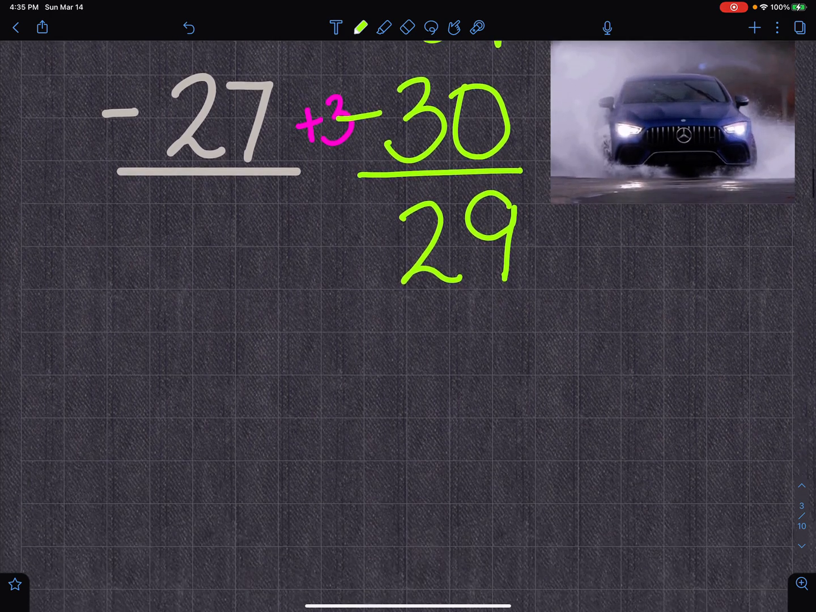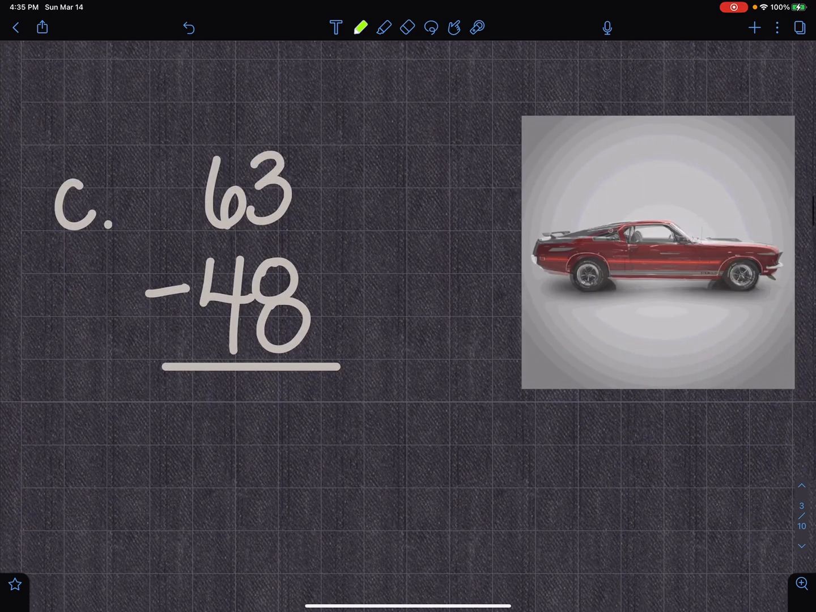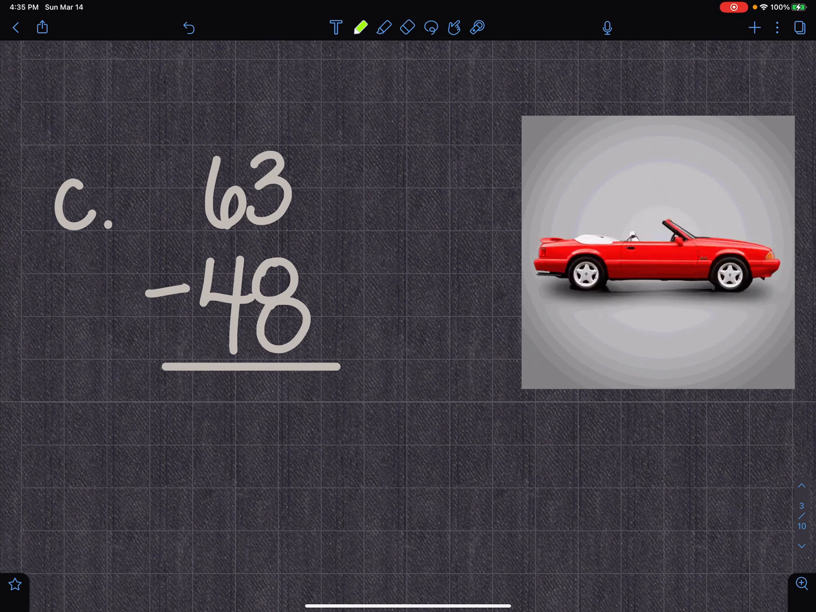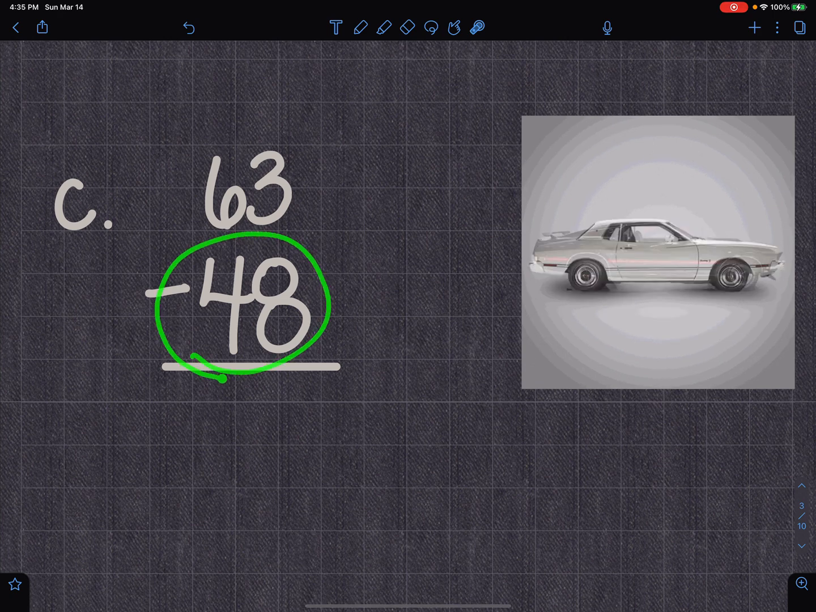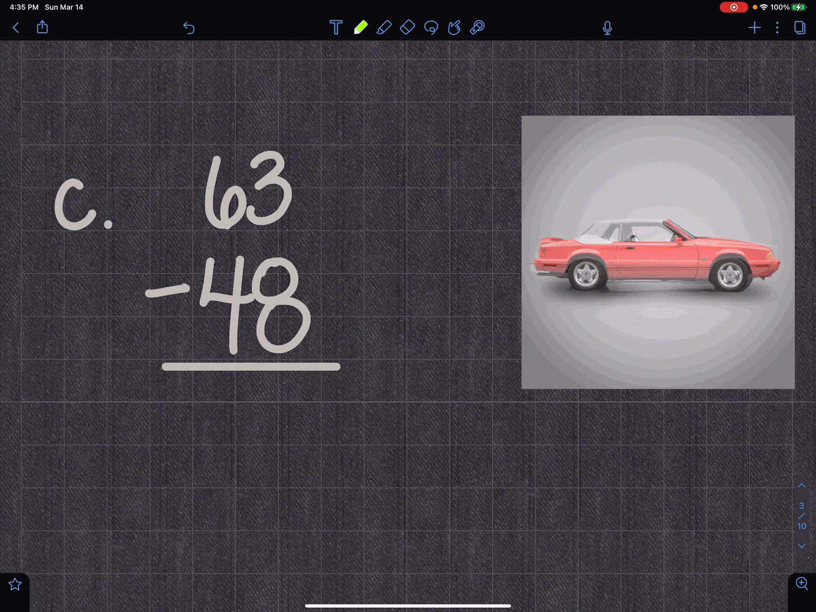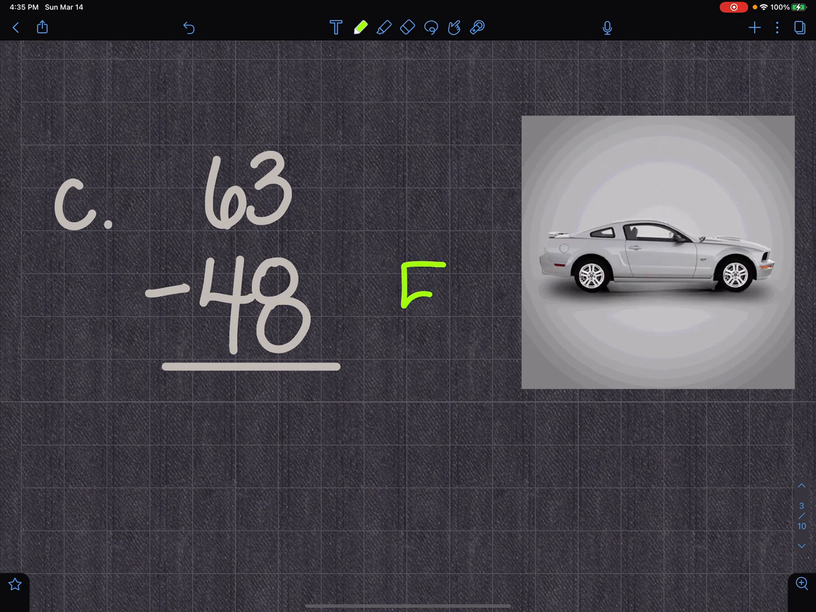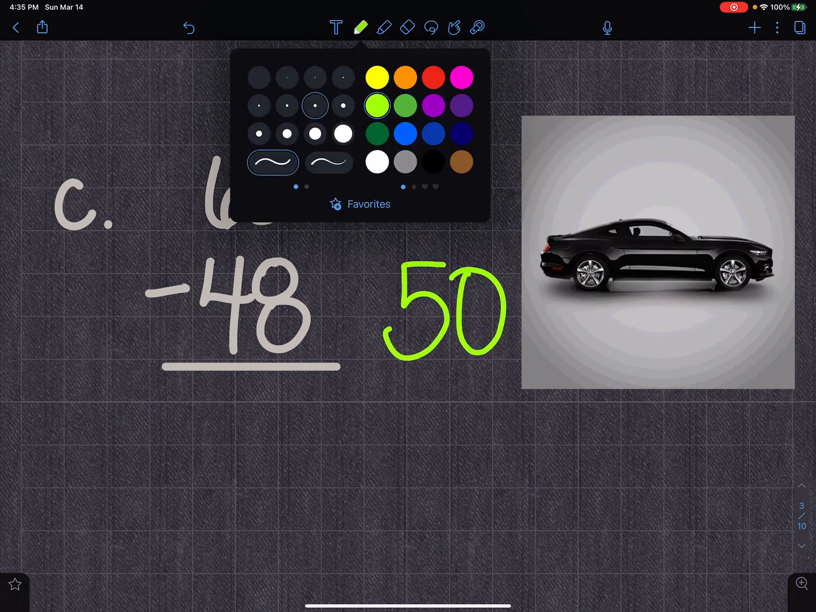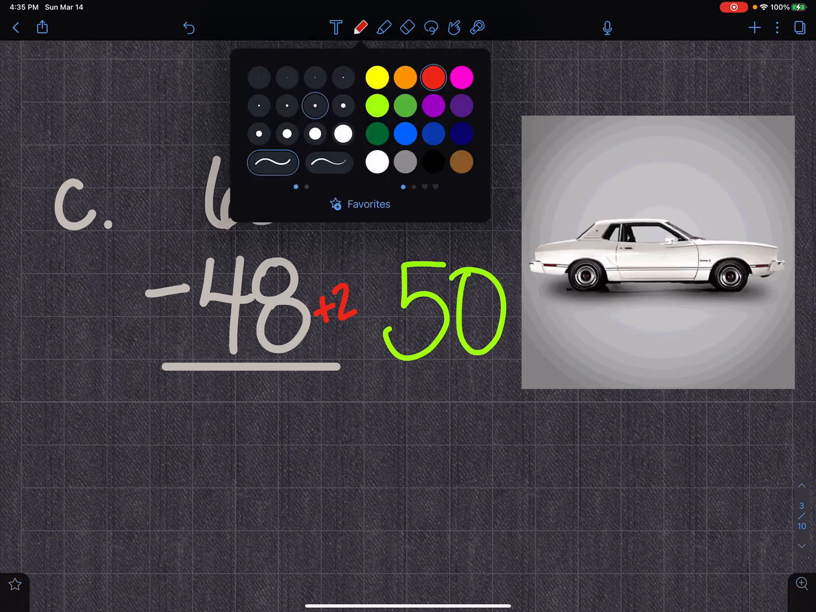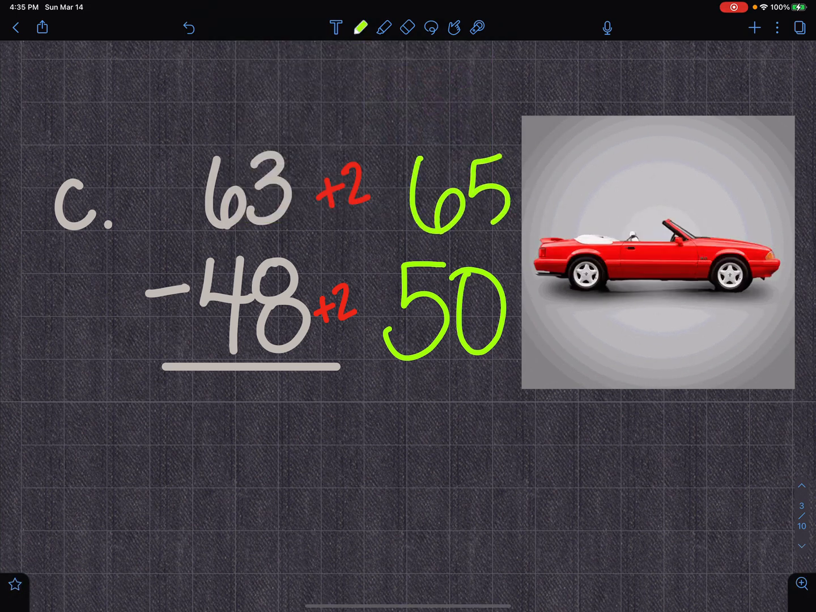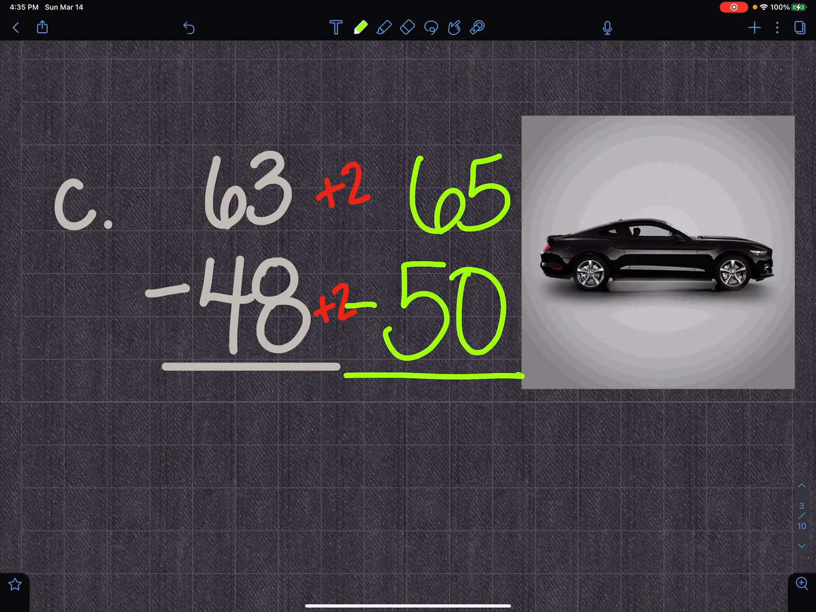Okay, I'm going to begin to help you with the next one, but I won't give you the answer, and then you can figure out the answer on the next one all by yourself. So I'm looking at this one. I want to change this into a number that ends in 0. So I'm going to make it 50. What did I do to get 50? Well, I added 2. So I'm going to add 2 to the top, and it's going to be 65. Now all I have to do is figure out what is 65 minus 50. And that's going to be the answer for C.